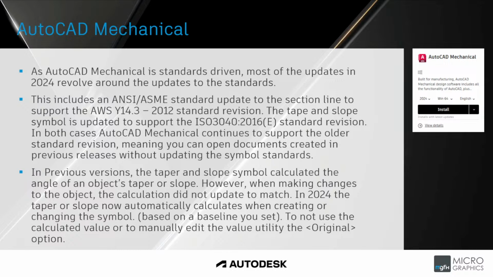In previous versions, the taper and slope symbol calculated the angle of an object's taper or slope. However, when making changes to the object, the calculation did not update to match. In 2024, the taper or slope now automatically calculates when creating or changing the symbol, based on a baseline you set. To not use the calculated value, or to manually edit the value, choose the Original option.